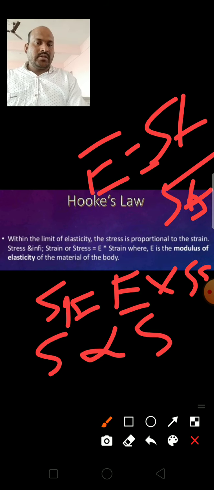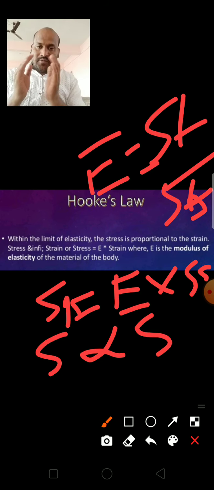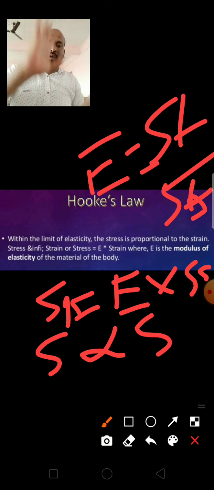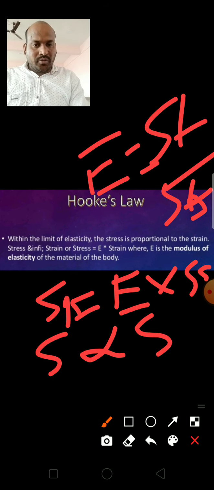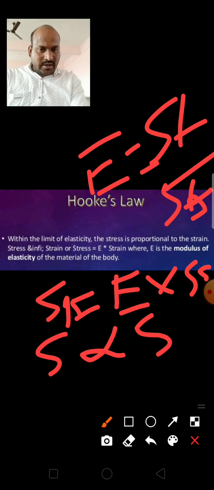What is the elastic modulus? The ratio of stress divided by strain. All of you studied very well what Hooke's law is. Within the elastic limit, only within the elastic limit, stress is directly proportional to strain. All of you know very well. So we see the statement: within the elastic limit, stress is directly proportional to strain. Look at the symbols: stress is equal to E into strain. This constant is called the modulus of elasticity of the material of the body.